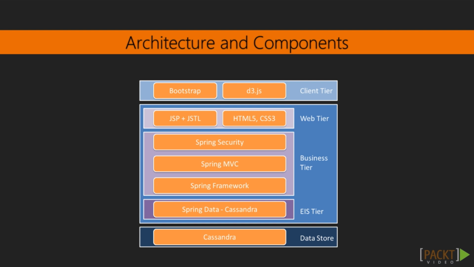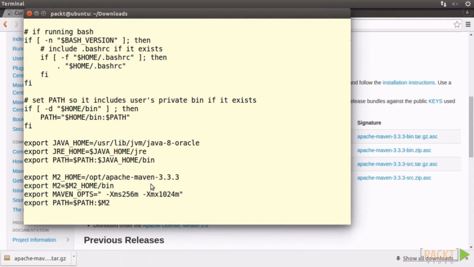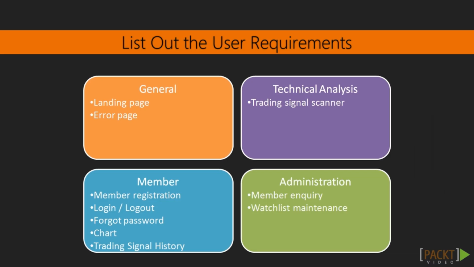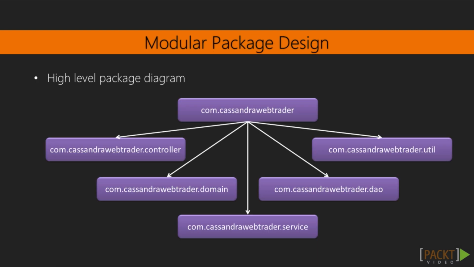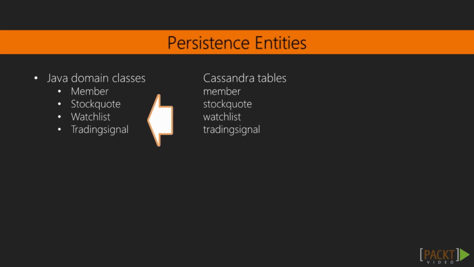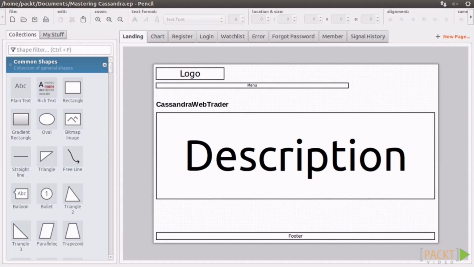On the client tier, we used HTML5, CSS3, JSP, Bootstrap, and D3.js to make up a stunning, fully responsive web user interface. We then installed, set up, and configured our development toolbox, and got ourselves familiar with their usage by making up small sample programs. Then we crafted out a high-level design of Cassandra WebTrader by completing the typical software development tasks. For example, collecting and analyzing user requirements, designing the user functions and grouping them into logical packages, designing the data model and the class model, and lastly, producing some screen prototypes.